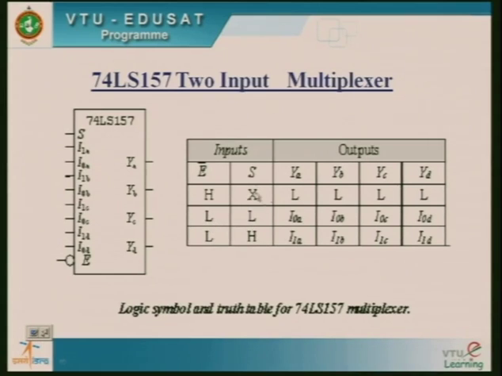No matter whatever you give for selection line, 0 or 1, if your enable pin is high, all your outputs are held low. You are not going to get any output. So this is the pin configuration of 74LS157. It is a 2 input multiplexer.